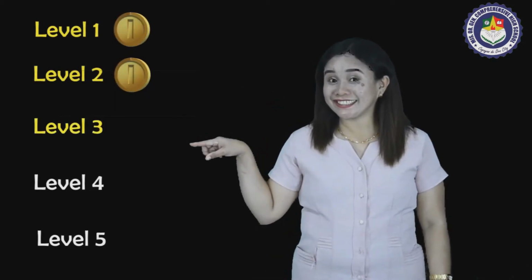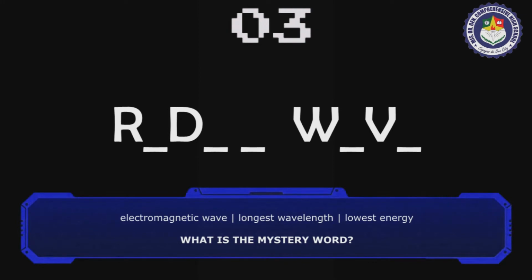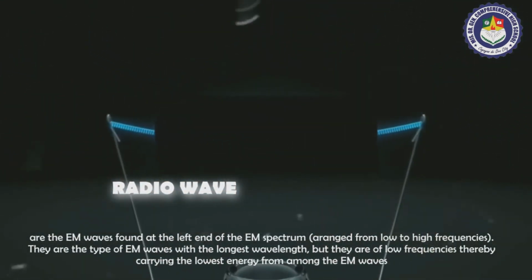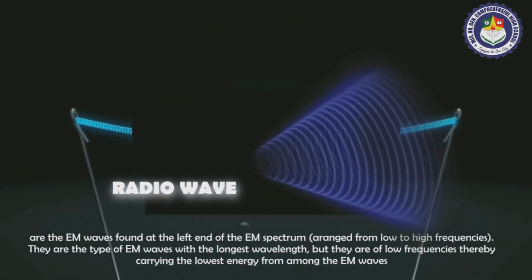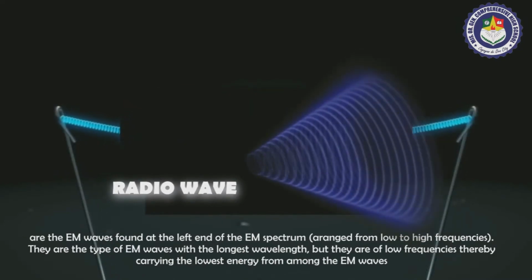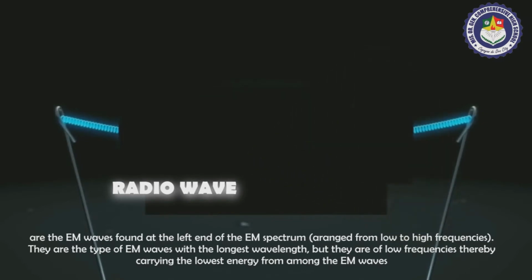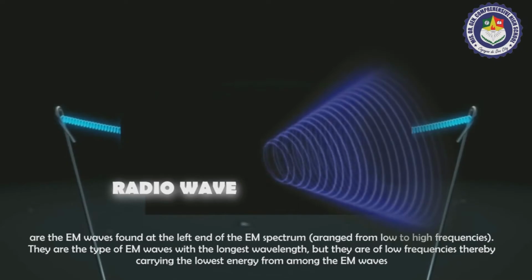Level 3. What is the mystery word? Nice. Excellent! The mystery word is radio wave. Radio waves are the electromagnetic waves found at the left end of the electromagnetic spectrum, arranged from low frequencies to high frequencies. They are the type of electromagnetic waves with the longest wavelength, but they are of low frequencies, thereby carrying the lowest energy from among the electromagnetic waves.